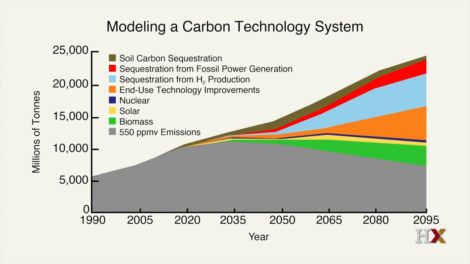So for example, what you see here is the green slice is biomass. Biomass might be replacing biofuel, for example, or the yellow slice is solar. The thin blue one is nuclear. The pink slice, which is very large, represents end-use improvements in technology. That's essentially energy efficiency, making our homes more efficient, our toasters more efficient, our cars more efficient. And then the light blue slice represents carbon sequestration or carbon capture and storage, essentially using fossil fuel, in this case probably coal, to make hydrogen, and then taking the carbon dioxide before it gets to the air and injecting it underground in a reservoir where it would be stored safely away from the atmosphere.